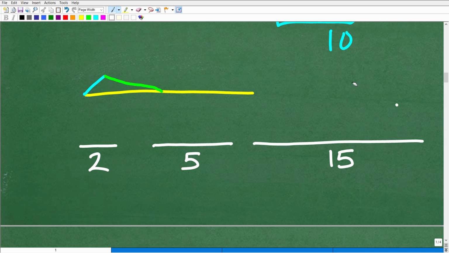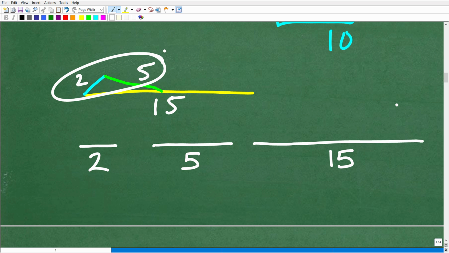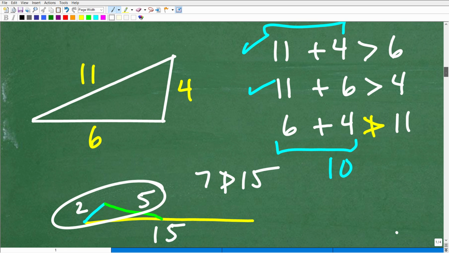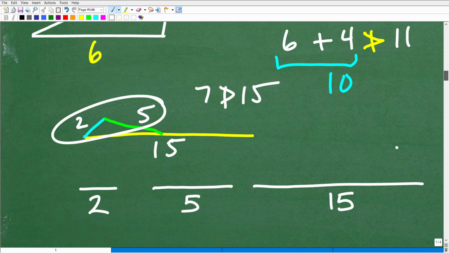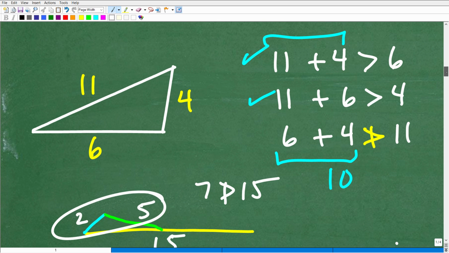And let's take a look at this here for a second. Of course, we would have 15 here, 2 here, and 5 here. And you could see, obviously, that 2 plus 5, 7, is not greater than 15. We just can never make this work. But this is an illustration of the triangle inequality. And of course, I exaggerated this scenario for this particular example.